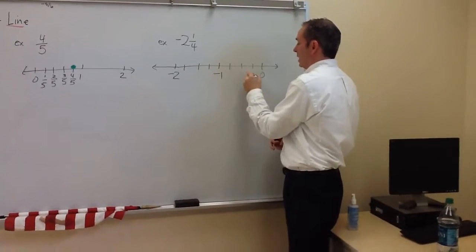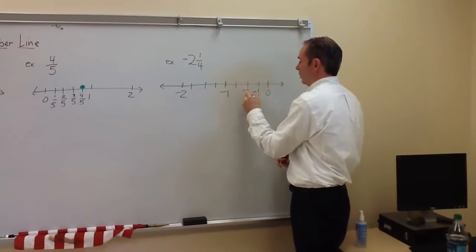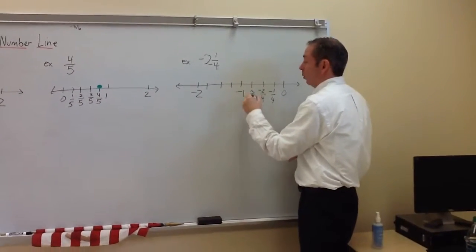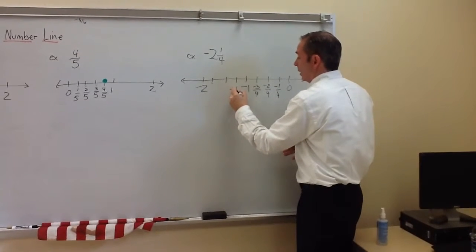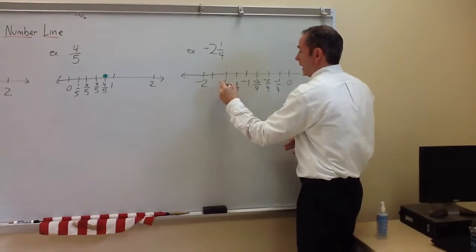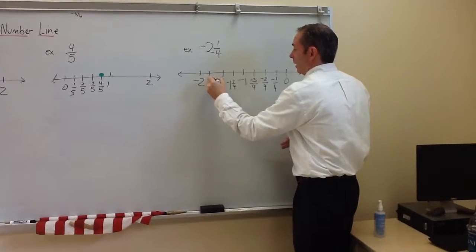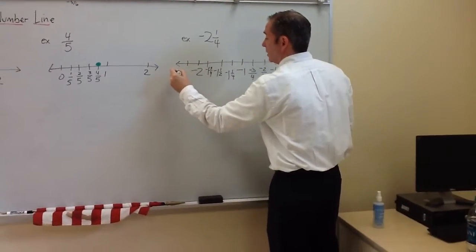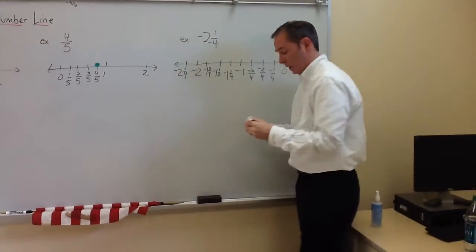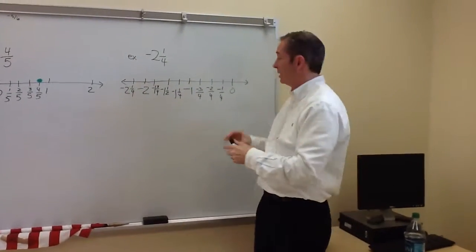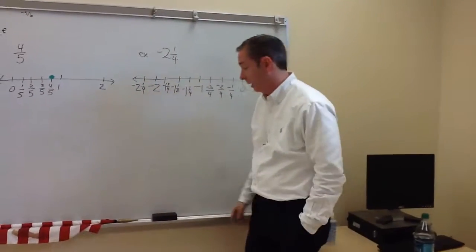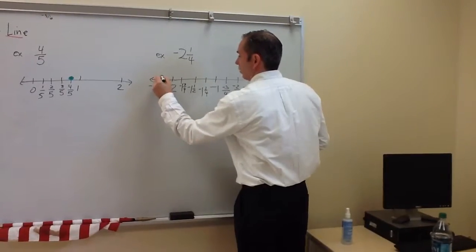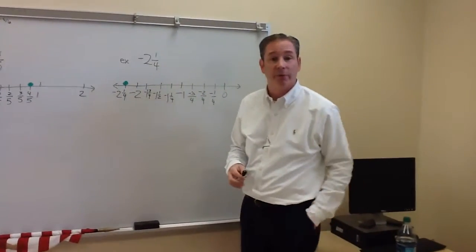3. Okay, so that gives us -1/4, -2/4, or -1/2, -3/4, -1, -1 1/4, -1 1/2, -1 3/4, -2, and now we know we have to keep going, so it's -2 1/4. So the spacing is all quarters, but it's different because it's negative and it's going in the left direction. So now we know that -2 1/4 is right here on the number line, right after -2.